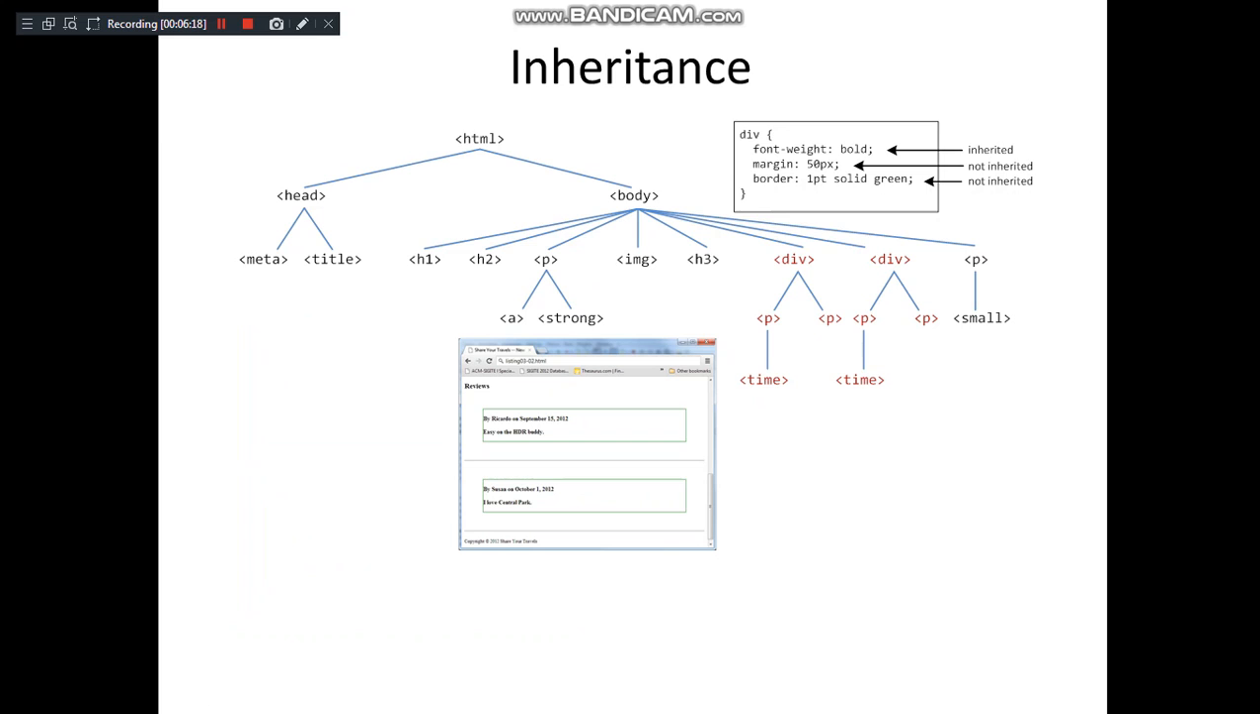Okay, so here is another example. In this, font weight is set as inherited. Font weight is set for the division. Margin and border are set, which are not inheritable. Same as the previous example, you are able to see only the font weight being applied to all other child elements of the division.